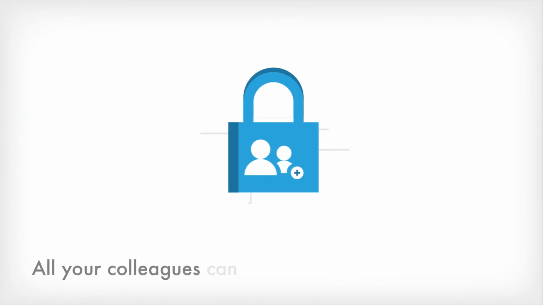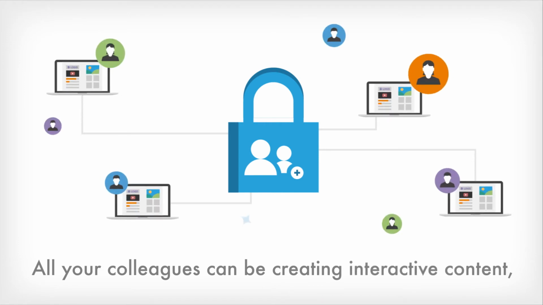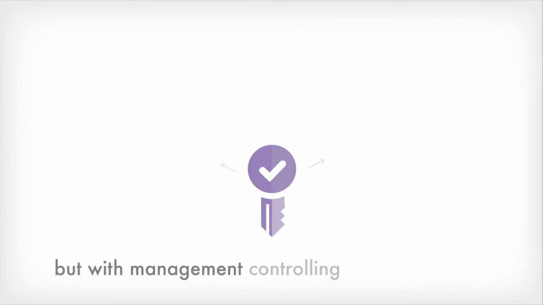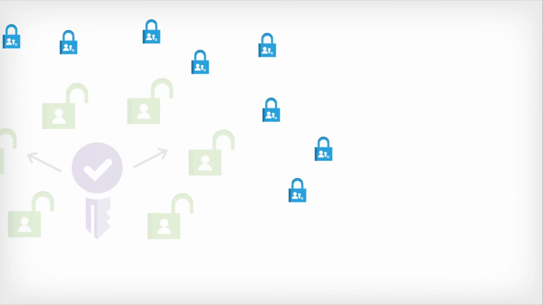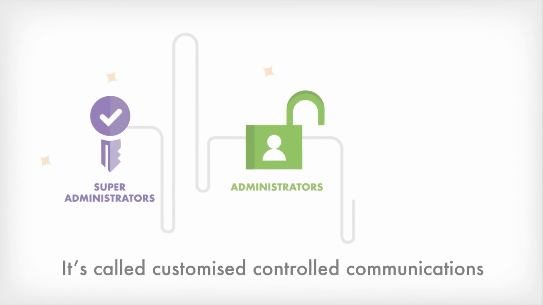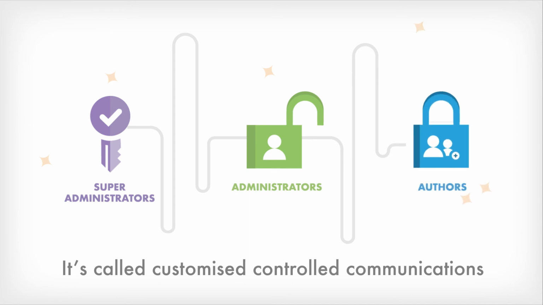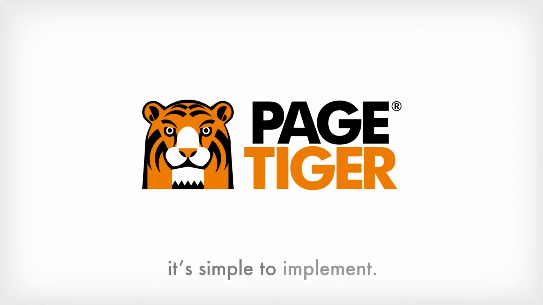All your colleagues can be creating interactive content, but with management controlling the changes that those colleagues can make. It's called customized controlled communications. And with PageTiger, it's simple to implement.